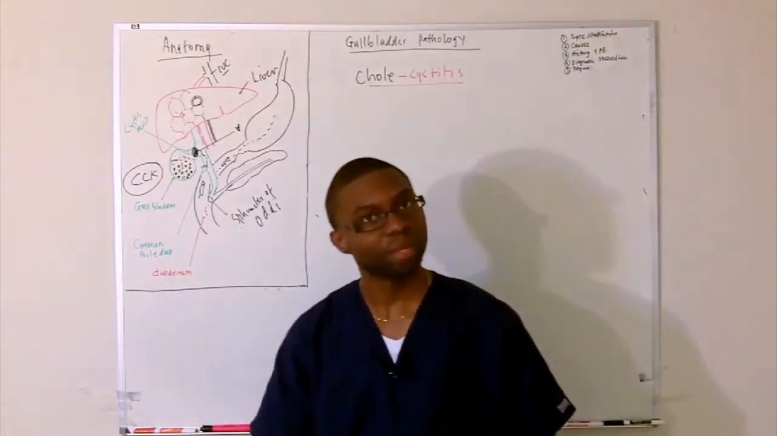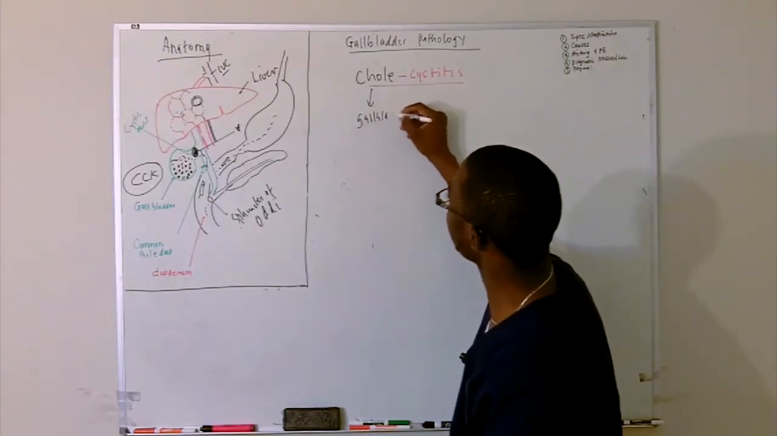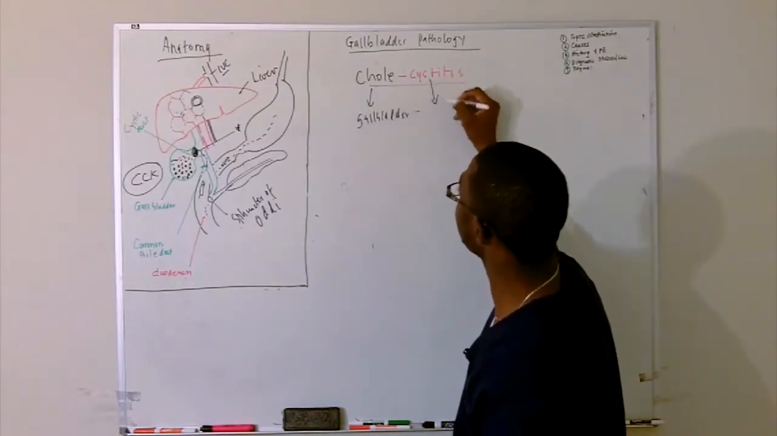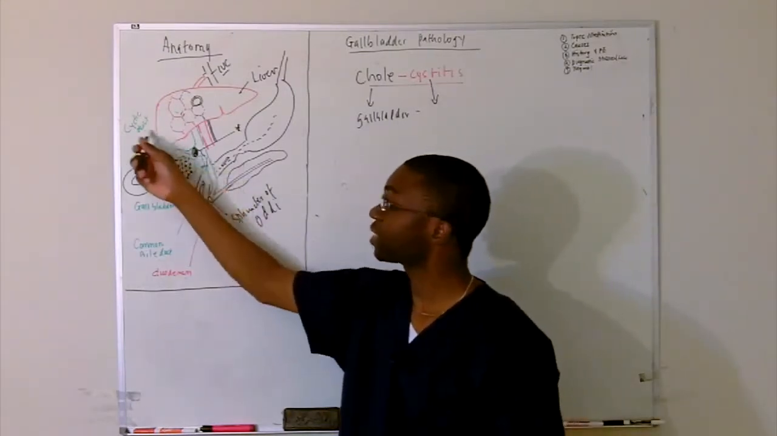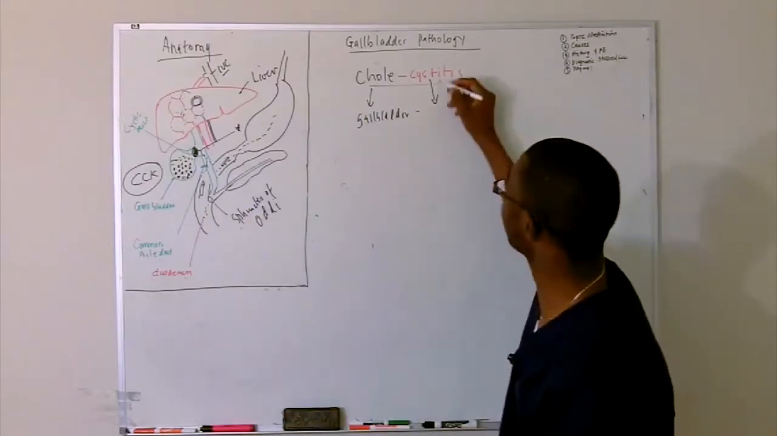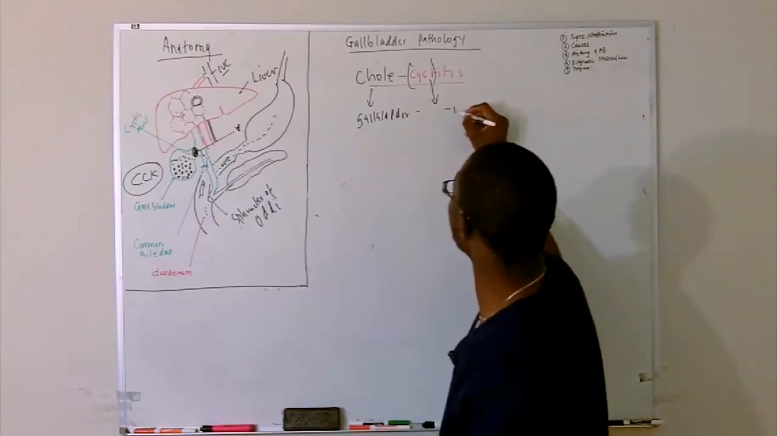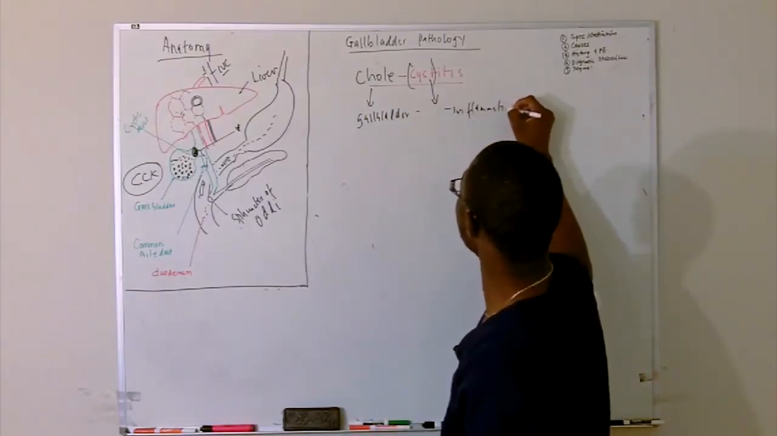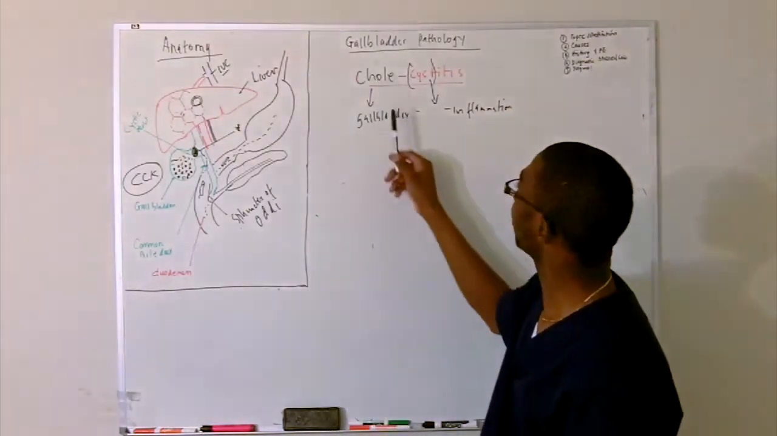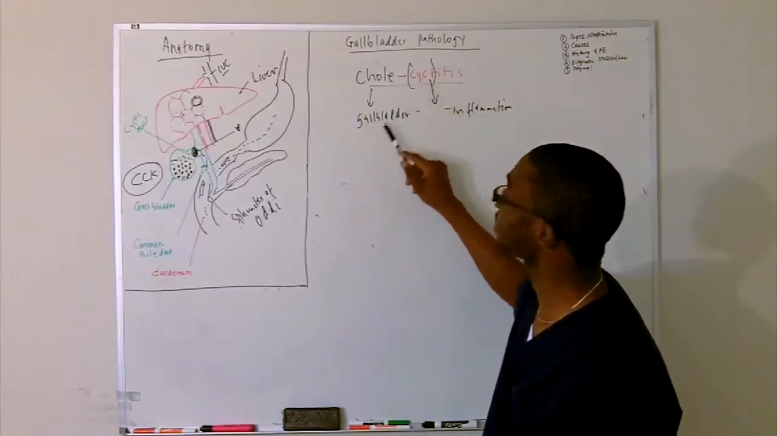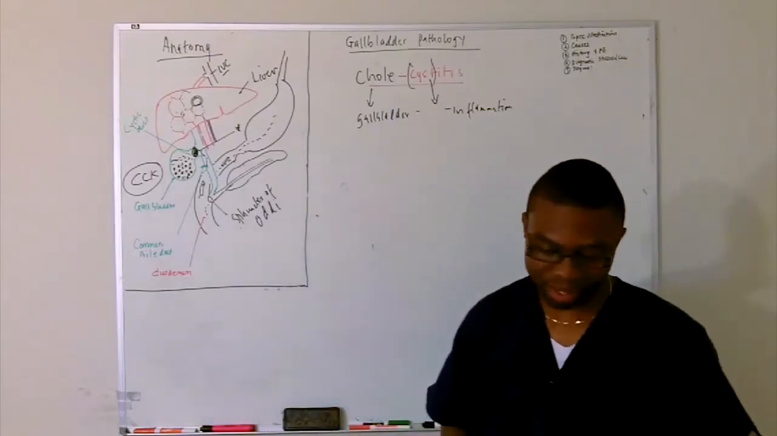Chole, like I told you, means gallbladder, right? Gallbladder. Cyst, back to this picture again, they're talking about a cystic duct, right? From the word cyst. Itis means inflammation. So if we were to break this word up into pieces, like I always tell people to do when they don't understand the naming in medicine, inflammation of the cystic duct going to the gallbladder. Cholecystitis. That's the topic we're going to be talking about.